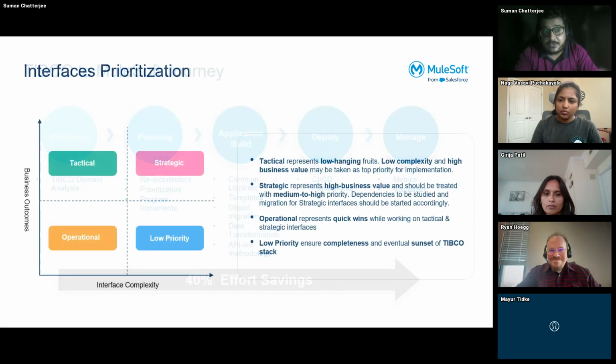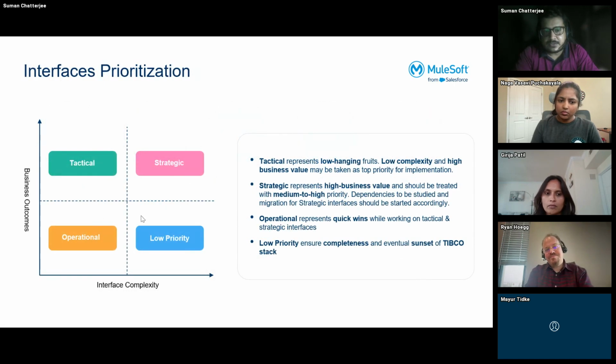Okay, coming to this one, which was one of the most important slides: how you prioritize your API migration. If you see the graph, there are four different parts to it: the tactical, the strategic, the operational, and the low priority. Now, your tactical APIs are the APIs that are less complex, and they give your highest business outcomes. These are the low hanging fruits. These are the ones that you should target first.